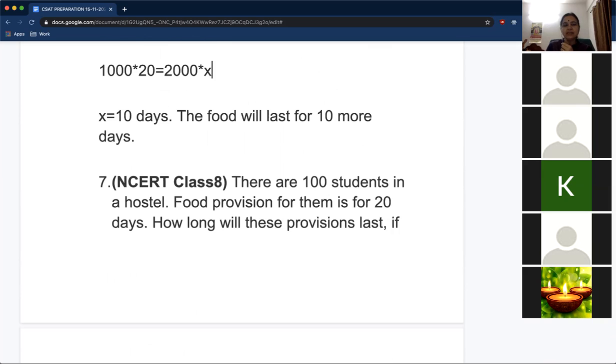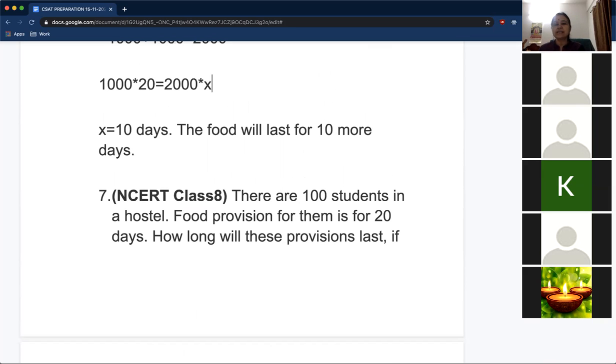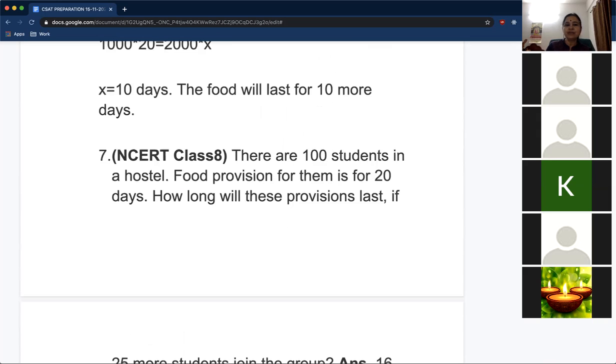This is a similar question from NCERT class 8. You will be able to do it. There are 100 students in a hostel with food provision for them. You should quickly calculate and tell me the answer. 25 students more came and joined. How many days will the food last?